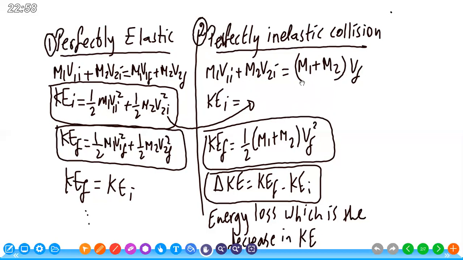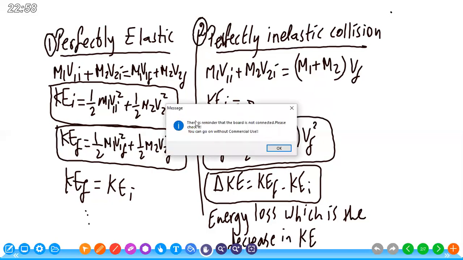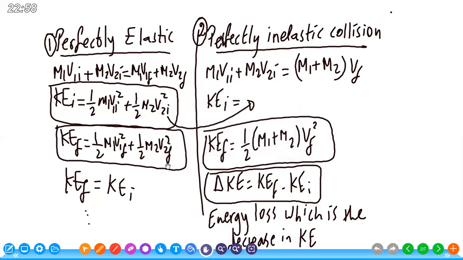So then we have to use this equation for conservation of momentum, which is M1 V1 initial plus M2 V2 initial is equal to M1 plus M2 together into one single V final. Kinetic energy initial, still we have two initial velocities, so it is the same as this one. I made an arrow here. So it is the same, half M1 V1 initial squared plus half M2 V2 initial squared. But the change is in kinetic energy final. So it is going to be half into M1 plus M2 V final squared.